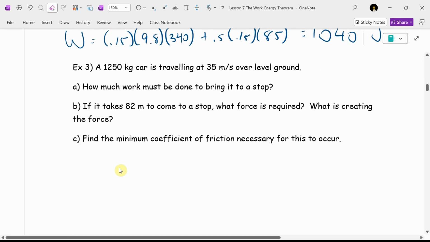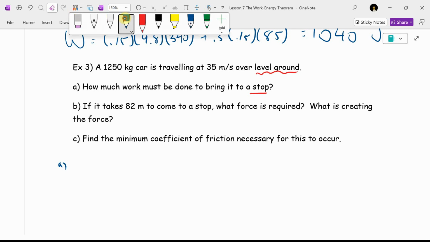Example 3. A 1,250 kilogram car is traveling at 35 meters per second over level ground. You know what? Level ground is something important to notice. Tyson, now that you're done yawning, what's A asking me to find? Work, you say. Oh, to bring it to a? I would probably mentally catch that in case I need it. What's VF exactly as a number? Okay, I got that in my back pocket if I need it.